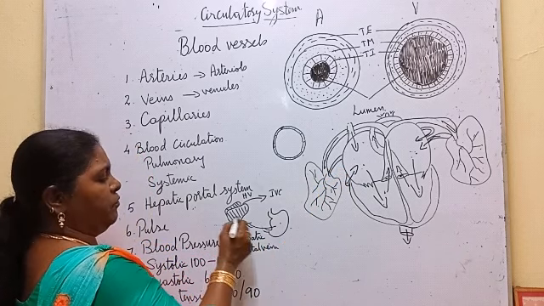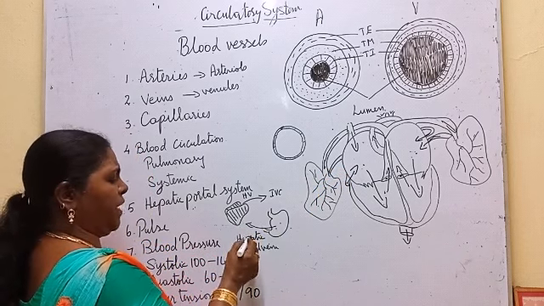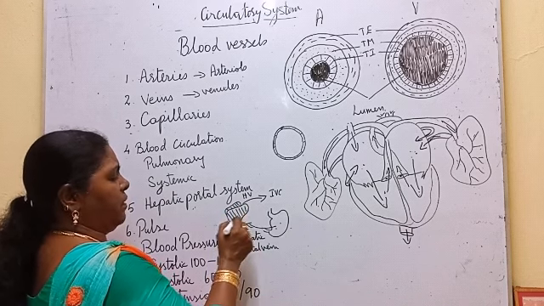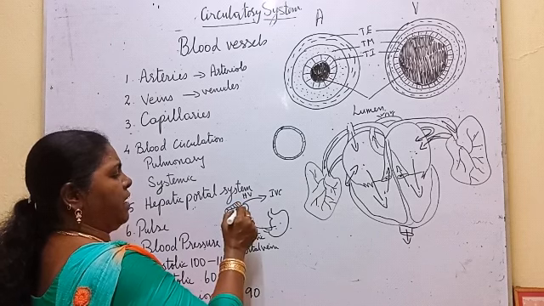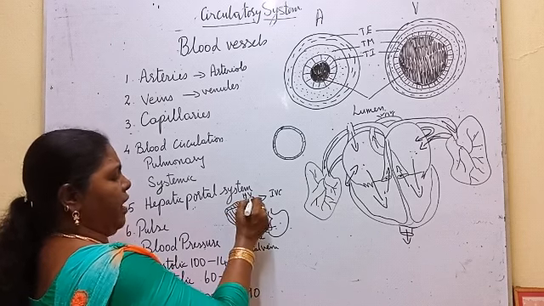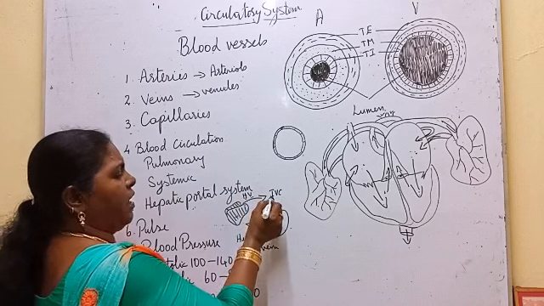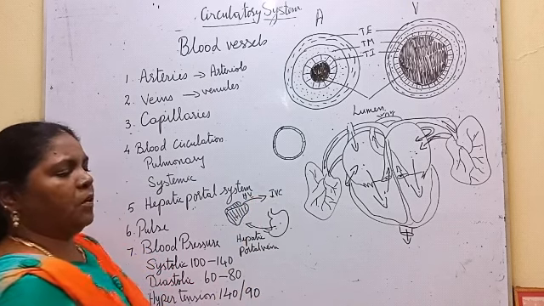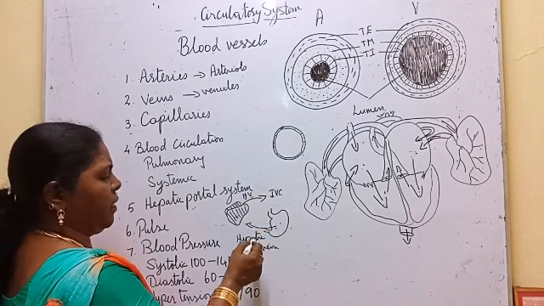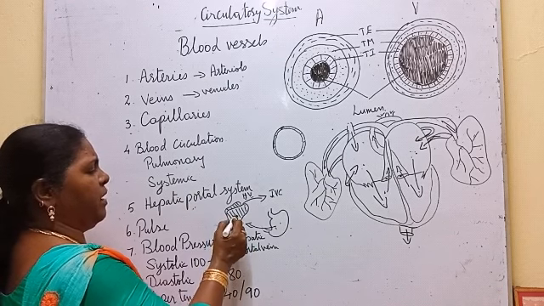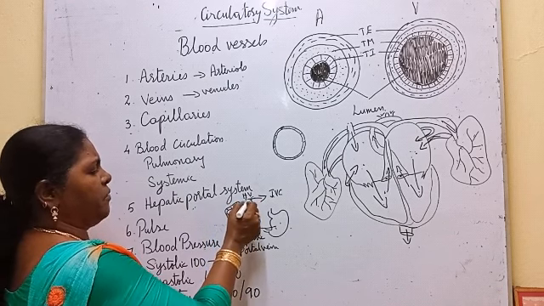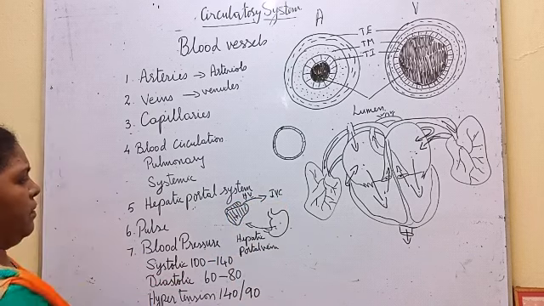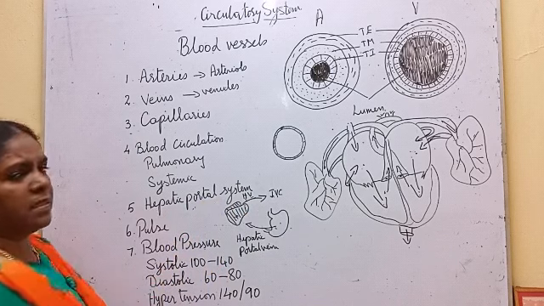It enters the liver. From the stomach, it enters into the liver. Hepatic portal vein enters into the liver. There it divides into a number of venules. Again it reunites to form the hepatic vein. That hepatic vein only sends the deoxygenated blood to the inferior vena cava. Okay, so from the stomach, hepatic portal vein enters the liver. From the liver, it is converted into the hepatic vein. This hepatic vein sends the blood to the inferior vena cava. This one is called the hepatic portal system.